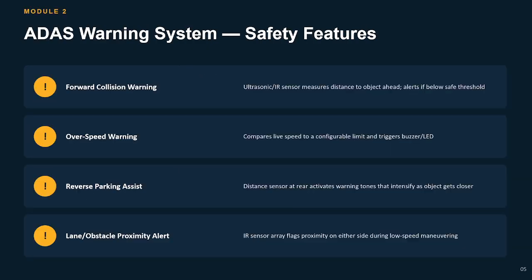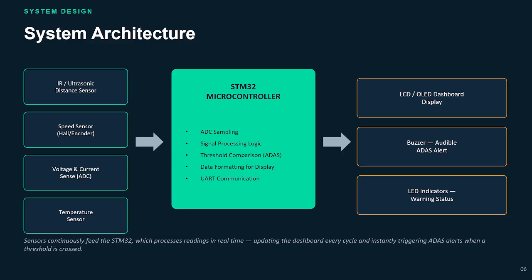The second part is the ADAS warning module. This is the safety side, and there are four features here: forward collision warning, which checks if there is something too close ahead of the vehicle, over speed warning, reverse parking assistant, and an obstacle proximity alert for low speed. Each of these basically compares a sensor reading to a safe threshold, and if it is crossed, it triggers a buzzer or an LED. That is the warning system.